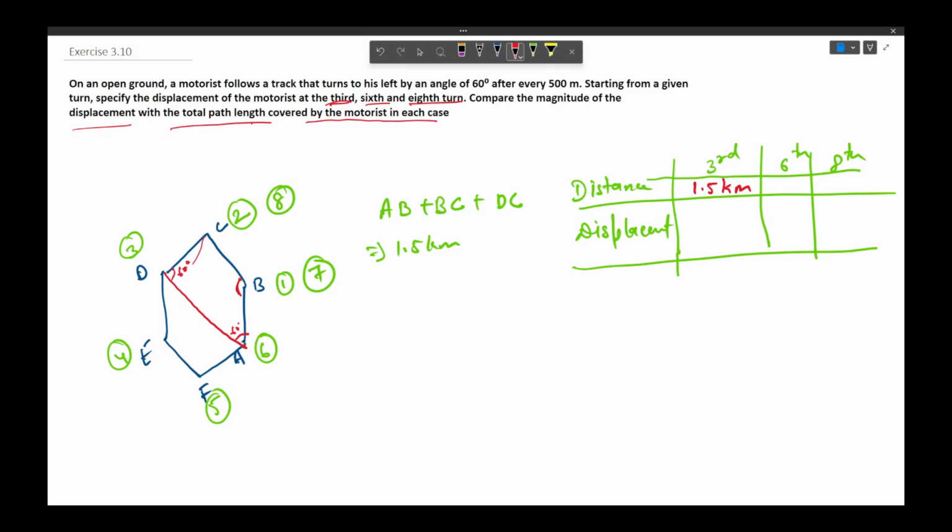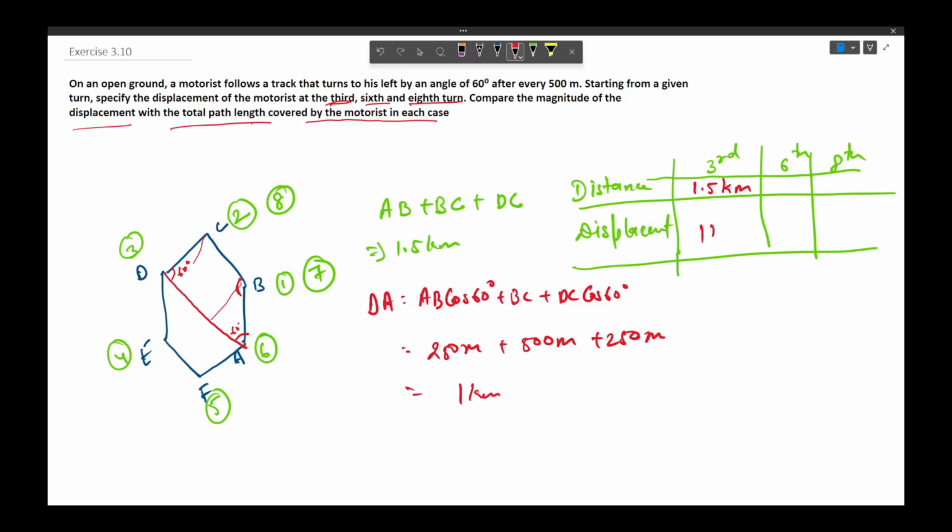So the length AD would be AB cos 60 degree plus BC plus CD cos 60 degree, and that is going to be, AB cos 60 degree is 500 meter into 1 by 2. It means 250 meter plus 500 meter plus again 250 meter. This is going to be 1 kilometer. So the displacement would be 1 kilometer.